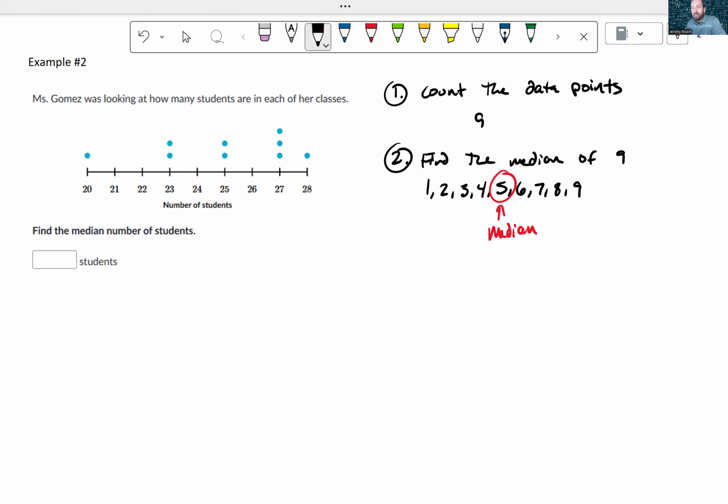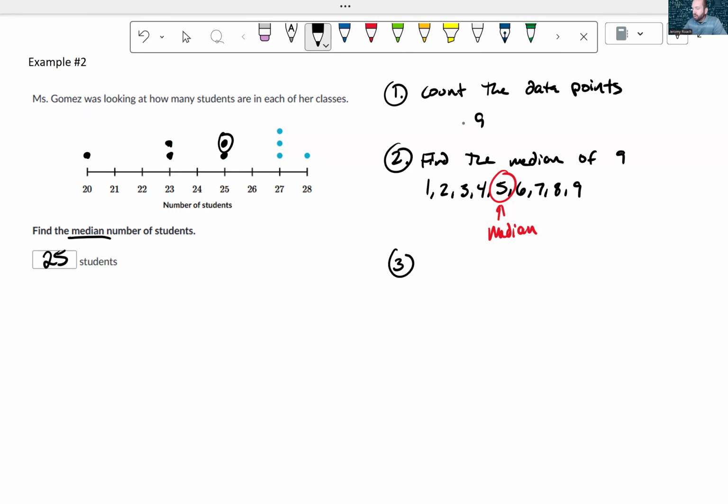Okay, so now that means we want to find the 5th data point, starting at the first data point being the lowest value. So 1, 2, 3, 4, 5. The 5th data point lands here. Or we could say here, either one's fine. That'd be the 5th data point is at 25 students. And so that means that the median number of students is 25 students.